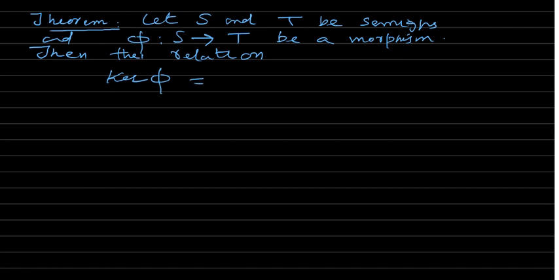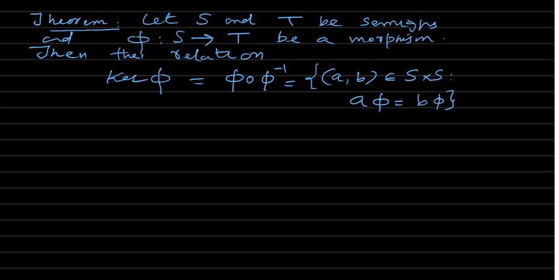This is the relation which is phi composition phi inverse, and we have seen that this consists of those elements (A, B) in S cross S. It's a relation on S such that the image of A under phi is the same as the image of B under phi. So here's a map, then this relation is a congruence.